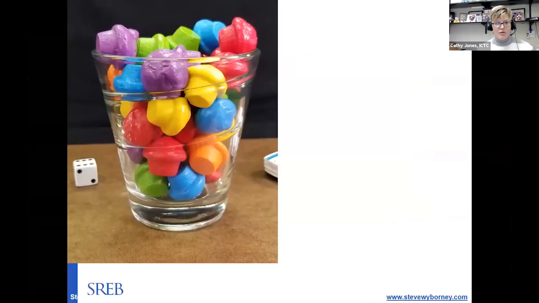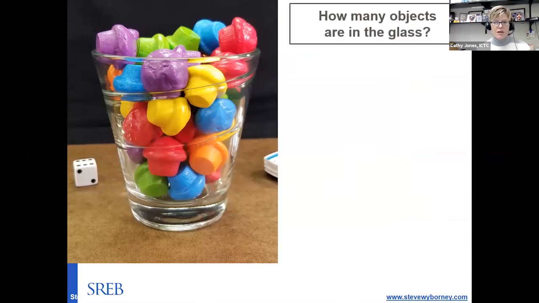And now we're sitting in our sessions and we're beginning to share some great ideas with each other. I hope that you get some great ideas from my session today. I'm going to start you off with a little brain teaser. It is kind of early in the morning. The question is, how many objects are in this glass?